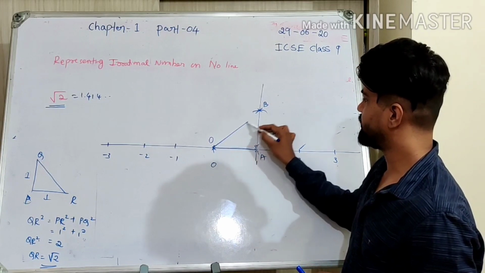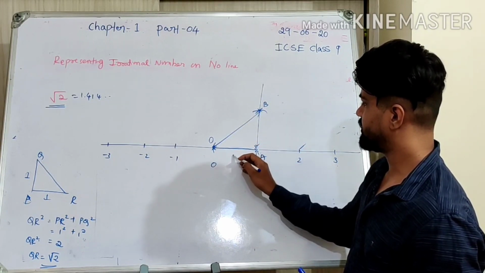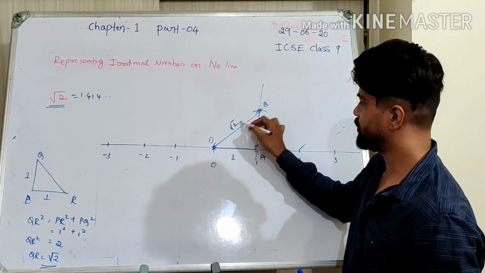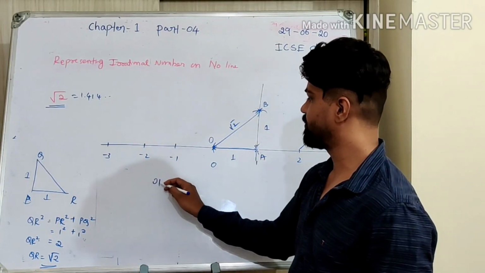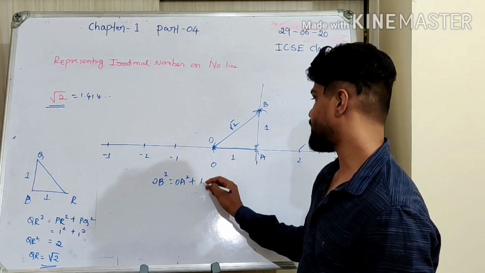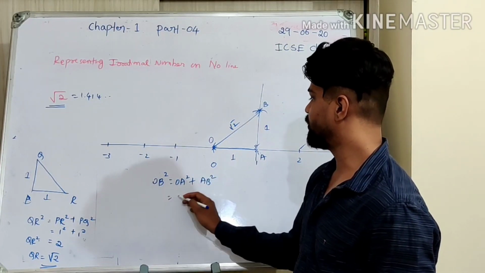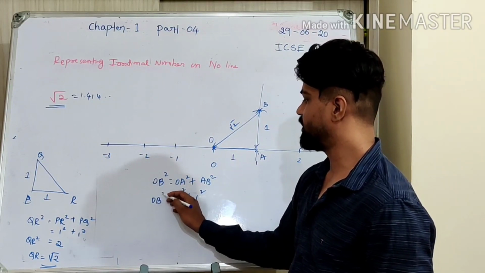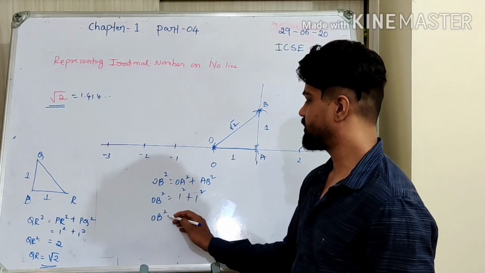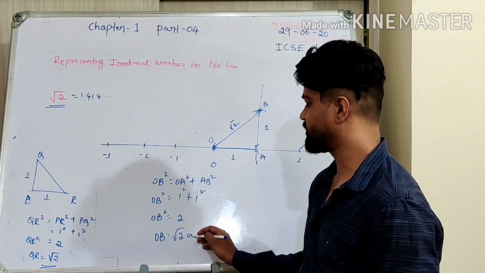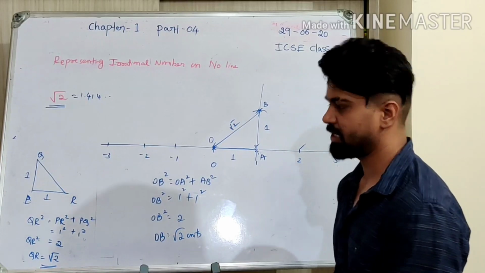Just join this. This is 1. This is 1. Can you tell me what this is? This is root 2. Because OB square is equal to OA square plus AB square. And we know OA and AB are 1, so 1 square plus 1 square. So OB square is 2. So OB length is going to be root 2 units. Okay. Now what is the next step?